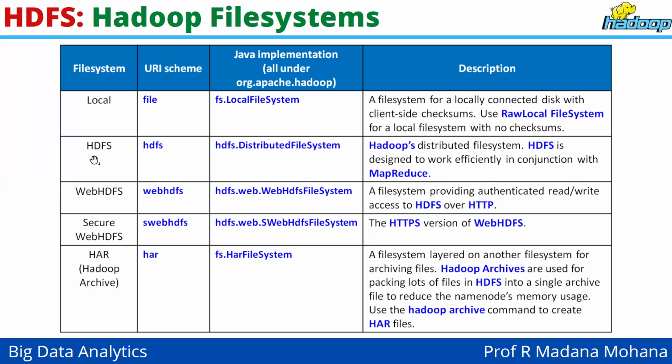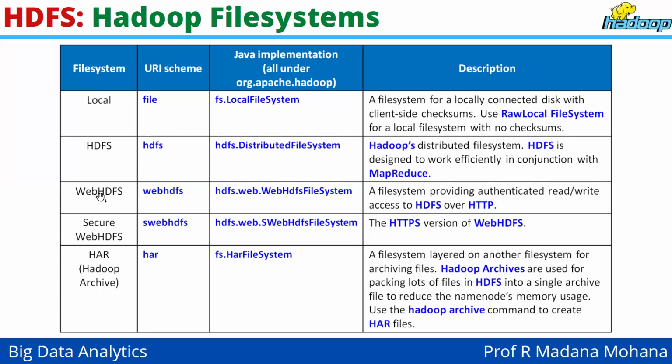The second file system, HDFS, which we are studying now. HDFS is the URI scheme. Its implementation is under org.apache.hadoop.hdfs.DistributedFileSystem. Its purpose is that Hadoop's distributed file system is designed to work efficiently in conjunction with MapReduce.